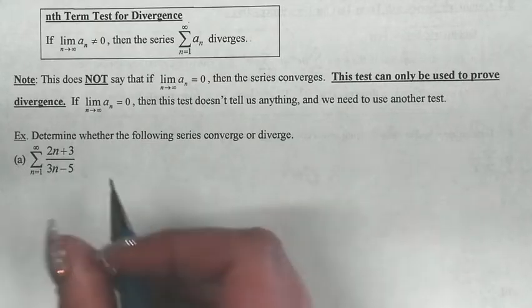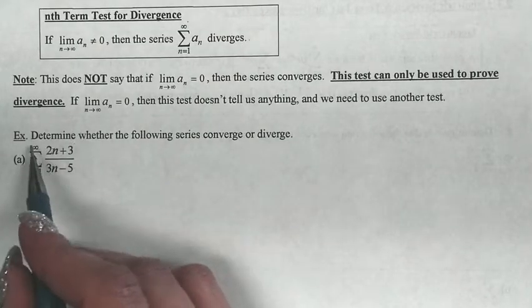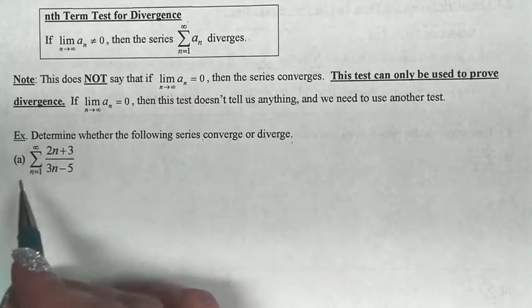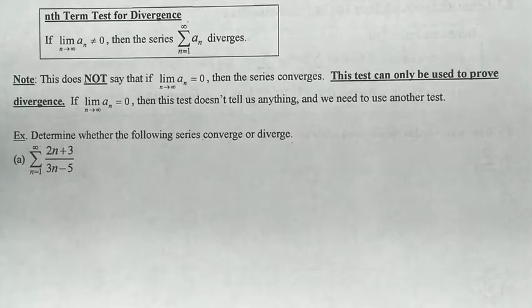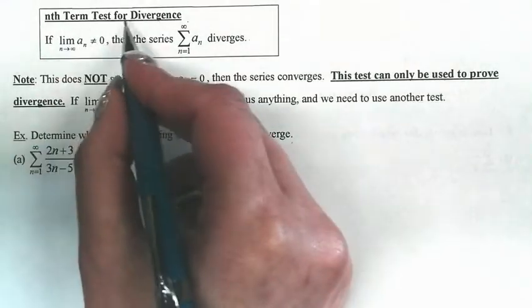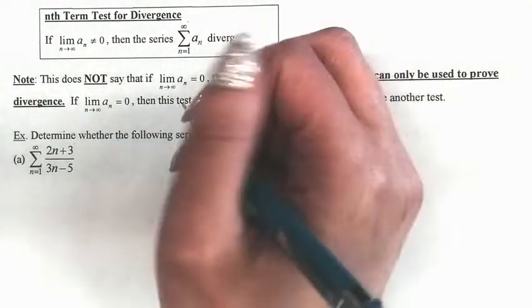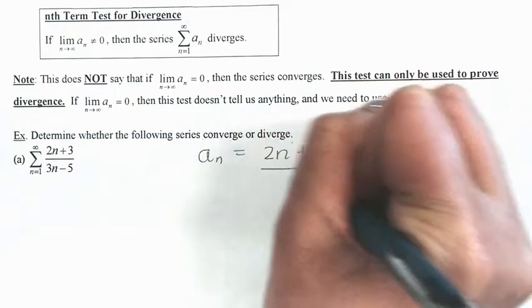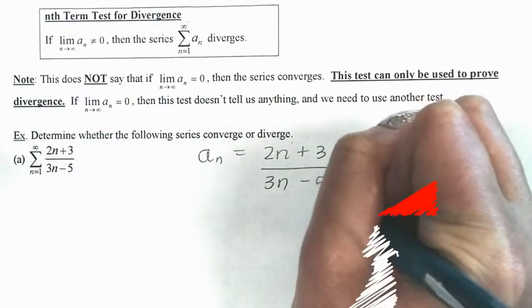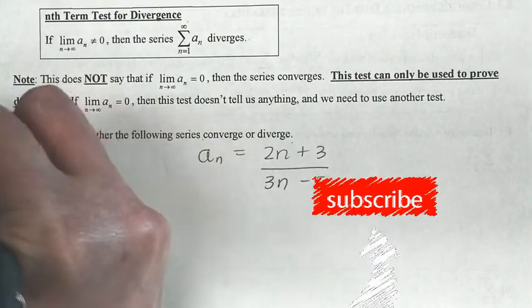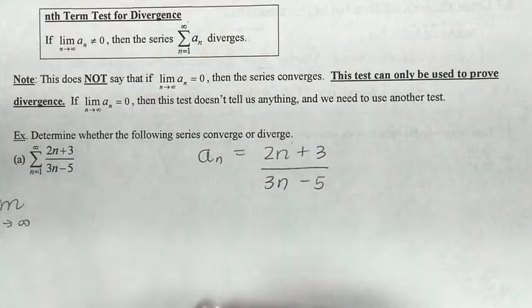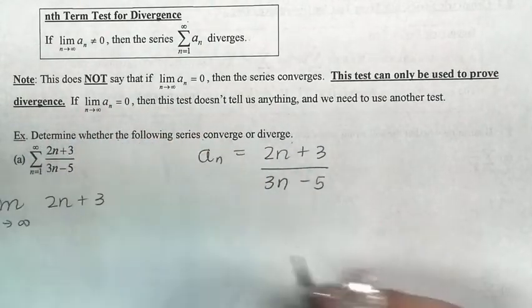Okay? So let's go to the examples. Determine whether the following series converges or diverges. So clearly you see that this series doesn't have the form of a geometric series. So we need to do another test, and the test that we have here is the nth term test for divergence. So let's do it. You know that the nth term is going to be this guy. This is not the series, this is just the nth term. So we're going to take the limit of that individual term, which is this. So you take the limit of this expression.